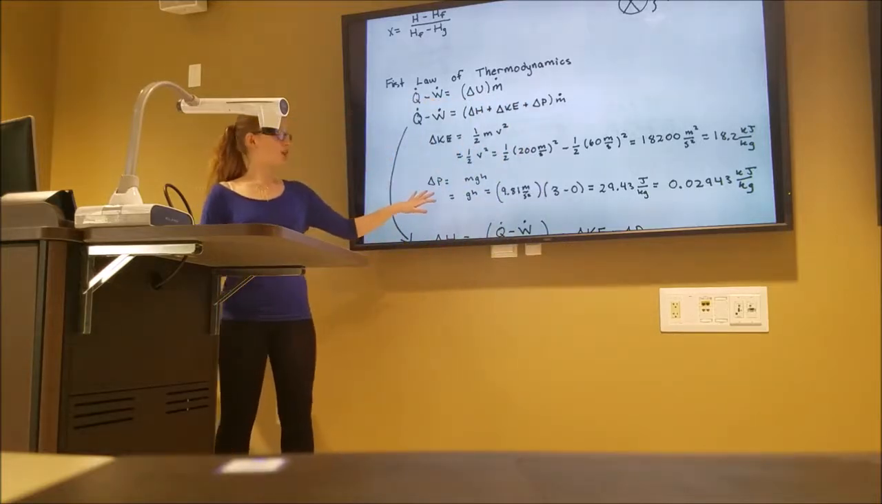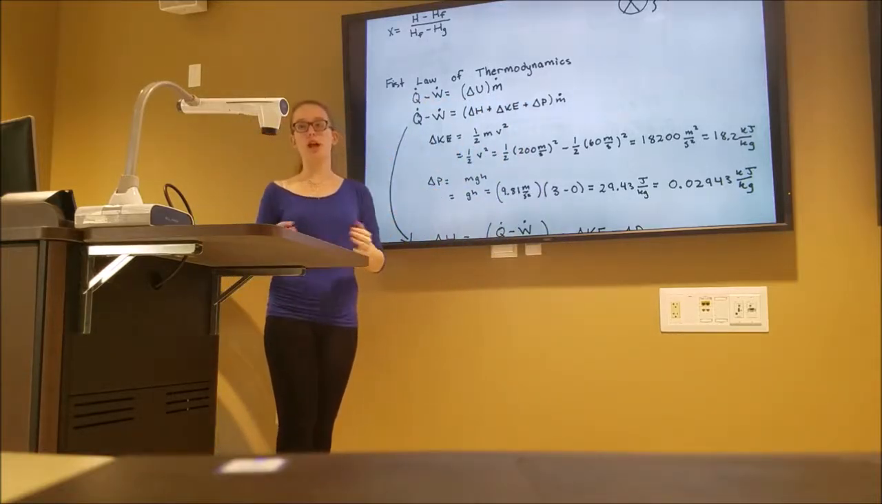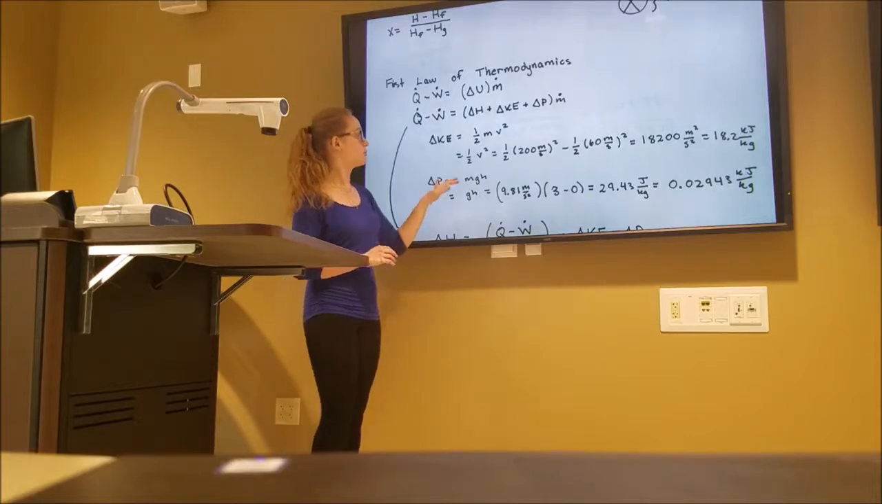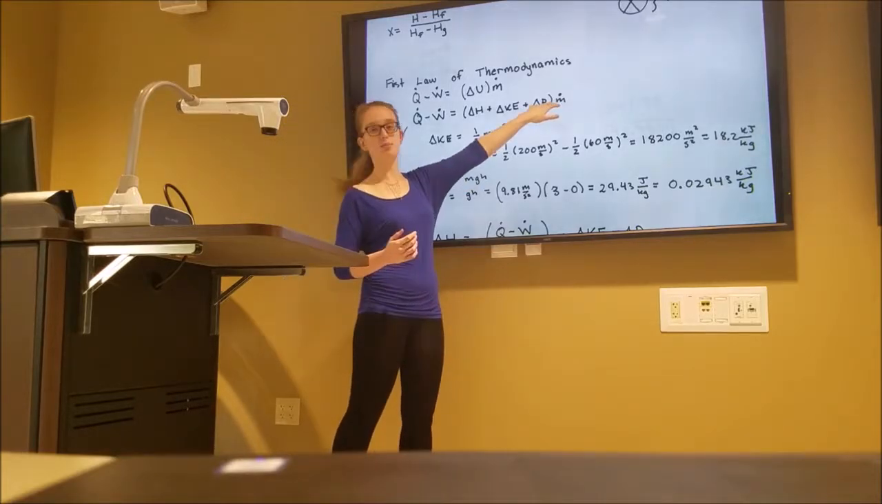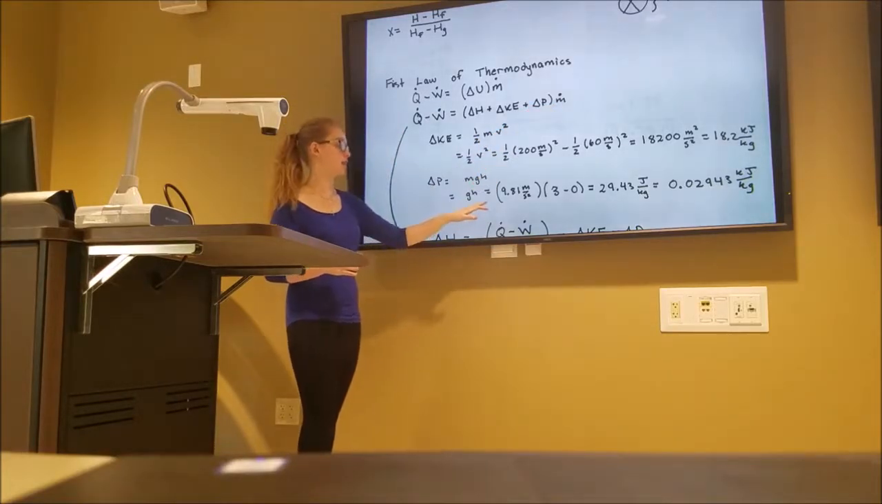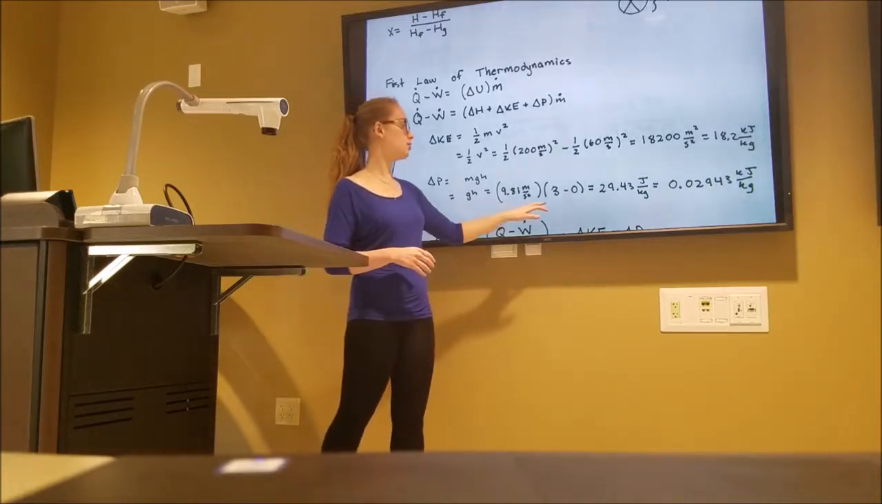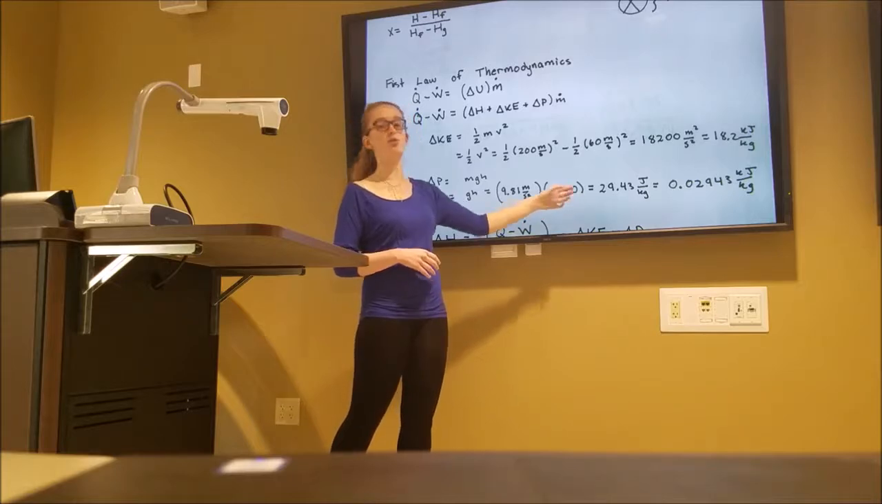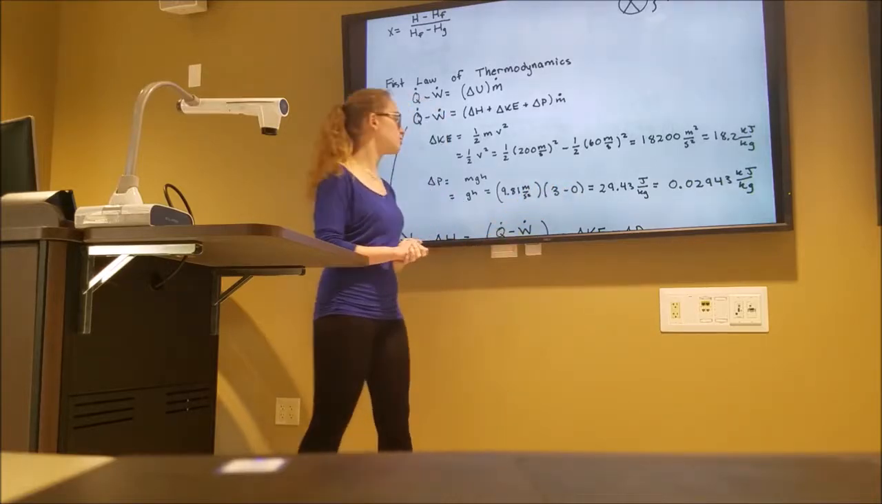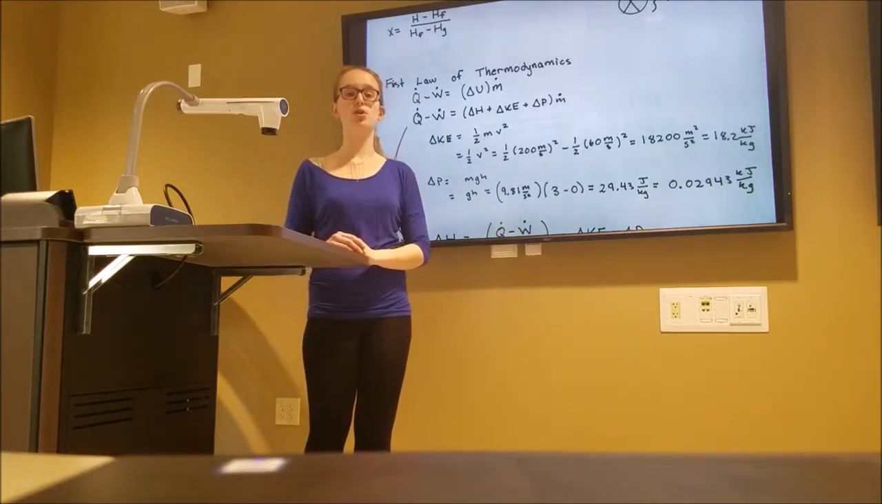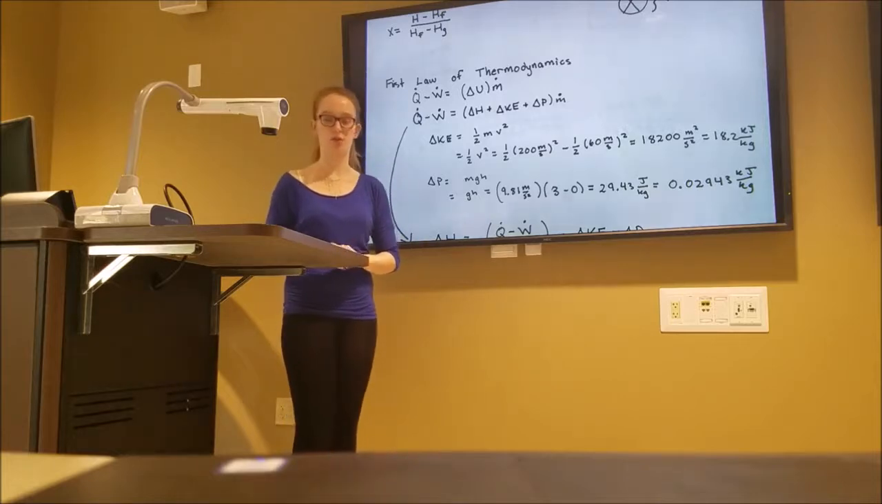Next, we want to find the change in potential energy, which is equal to mg delta H. Once again, we multiply by m in this part of the equation, so we just need to find gh, where g is gravity and h is height. So g is 9.81 meters per second squared, and the change in height was 3 meters. So the change in potential energy was 0.02943 kilojoules per kilogram.